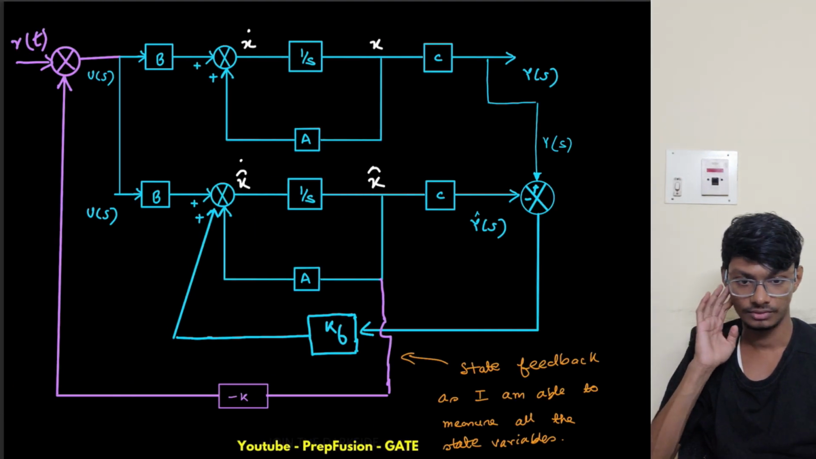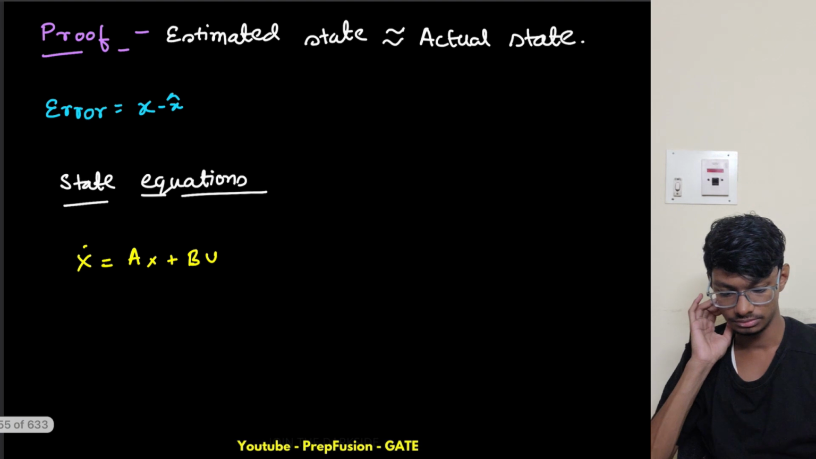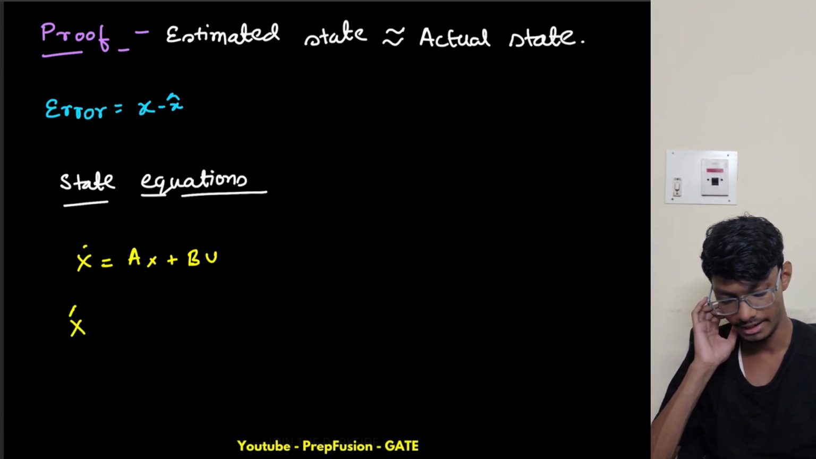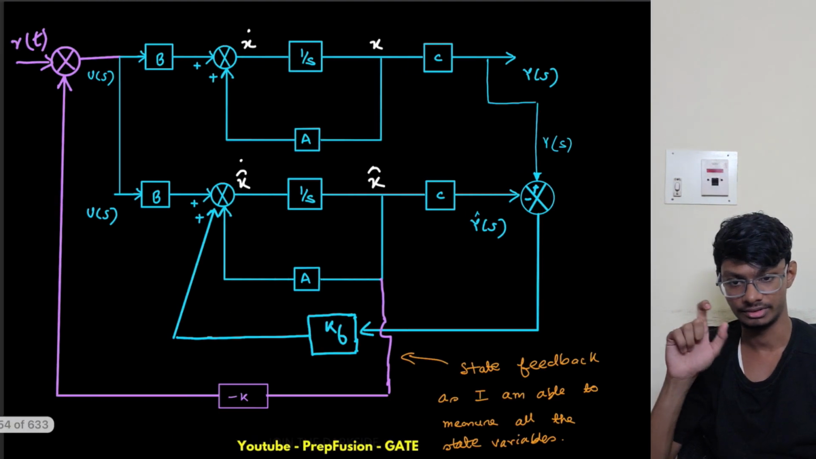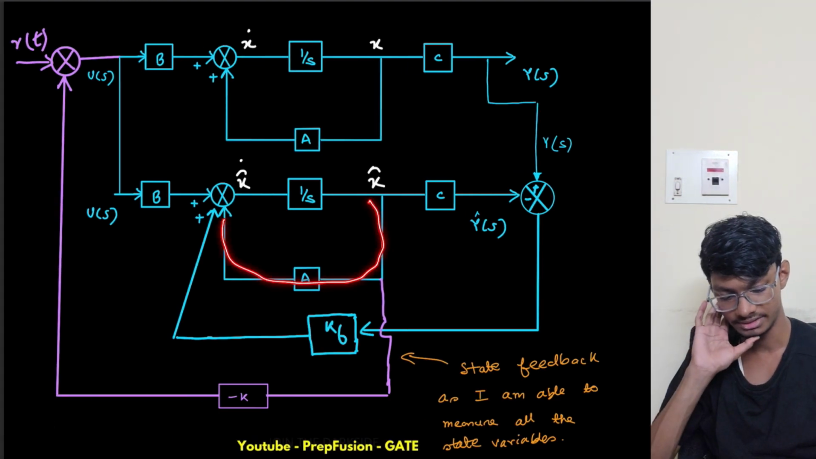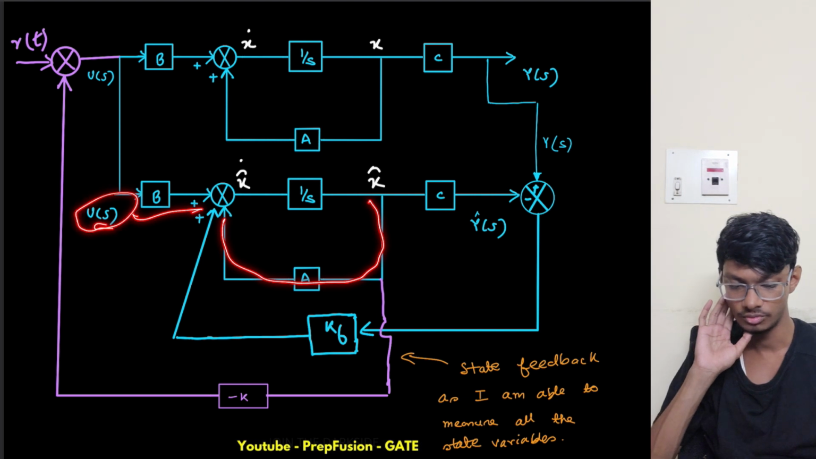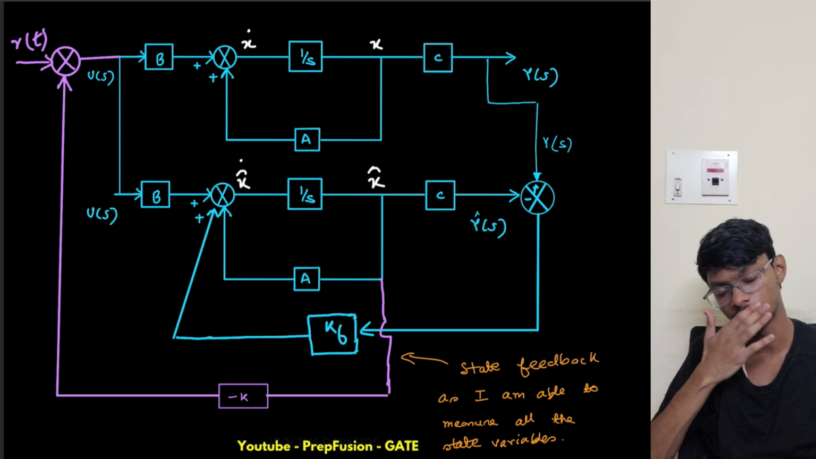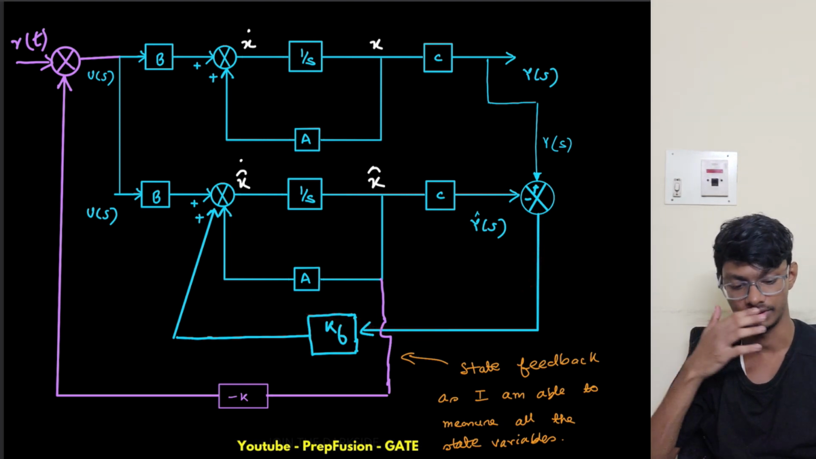First of all, let me write x hat dot. What is incoming here? Again x hat is incoming, this b into u is incoming, and one more thing is also incoming: not the state feedback, the normal Kalman feedback. So what is this?